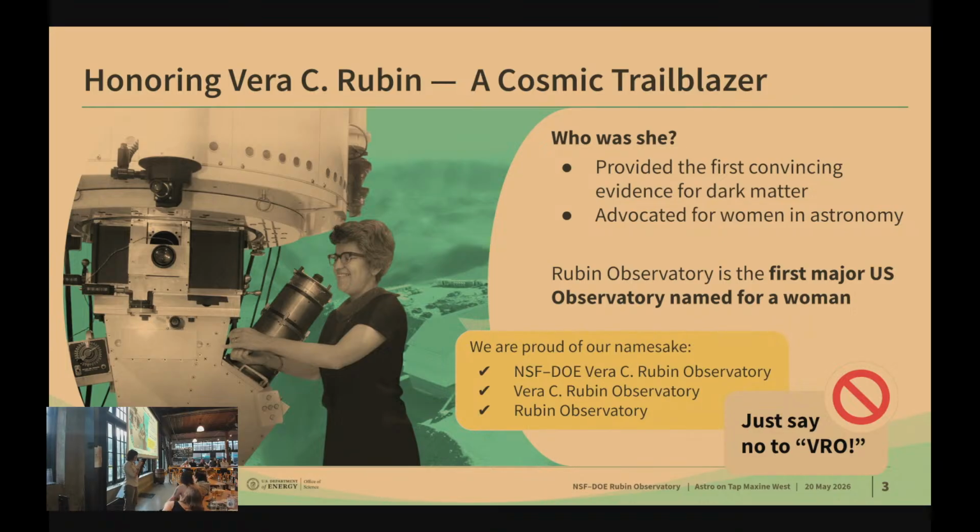I have never been able to figure out why you're supposed to call it Vera C. Rubin Observatory and never VRO. I have never been able to figure out why they're so insistent that you don't call it VRO, but don't call it VRO if you want to abbreviate it. So just keep that in mind.